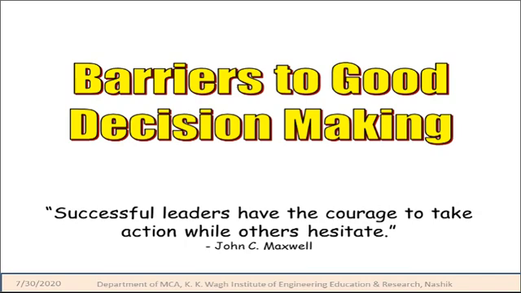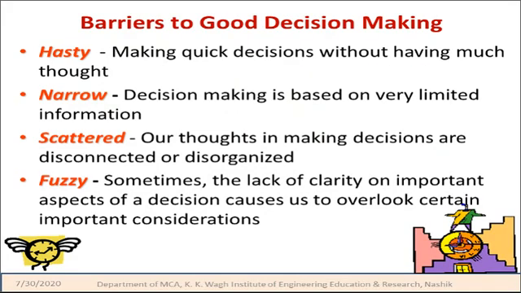So what are the barriers for good decision making? Let's discuss it. Barriers for good decision making may be hasty, narrow, scattered, or fuzzy. Hasty is nothing but a quick decision. When we want to make a quick decision, you should be in a situation where you can easily take decisions quickly. Whereas when the decision is based on limited information, that is, very small information, and with that small information you have to take the decision, that comes under the narrow situation.